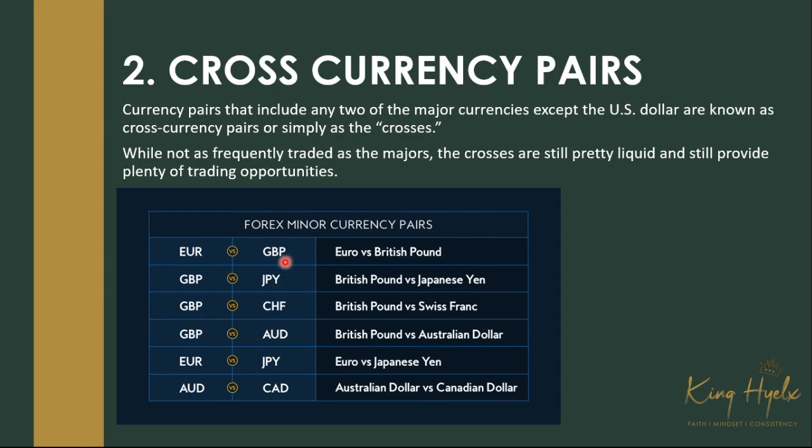So GBP, Great British Pound; JPY, Japanese Yen; CHF, Swiss franc; AUD, Australian dollar, right? CAD, Canadian dollar. So that's what all this means. So those are cross currency pairs. I'm sure it's all making sense now.